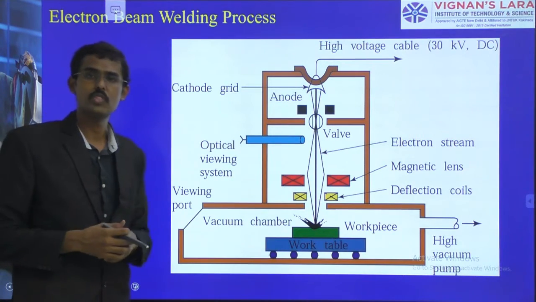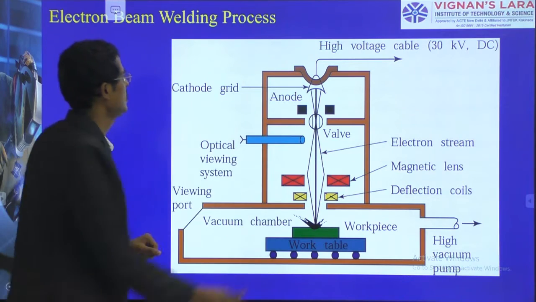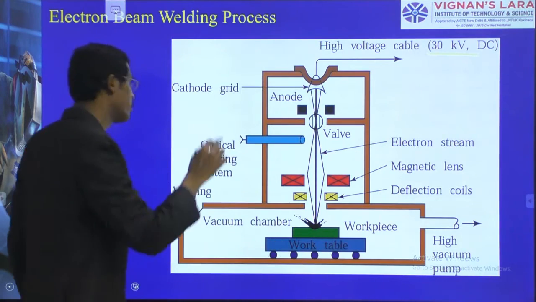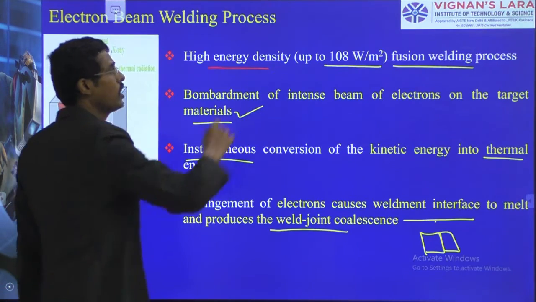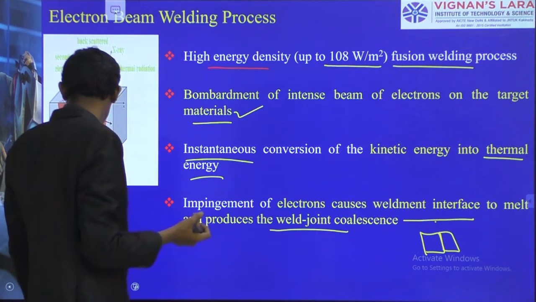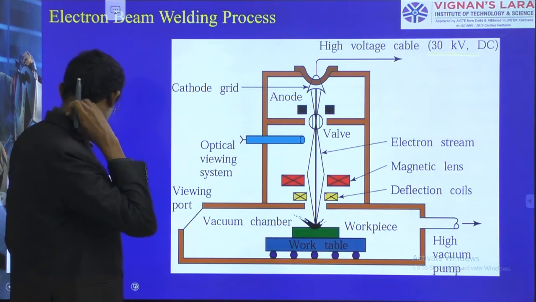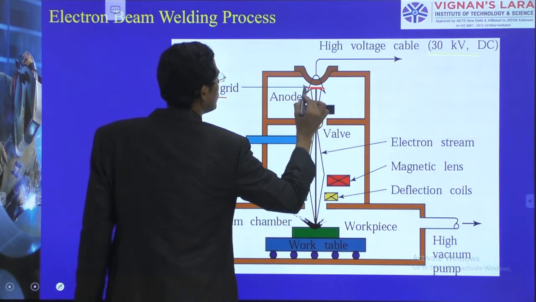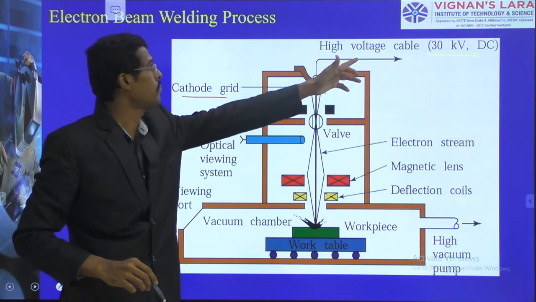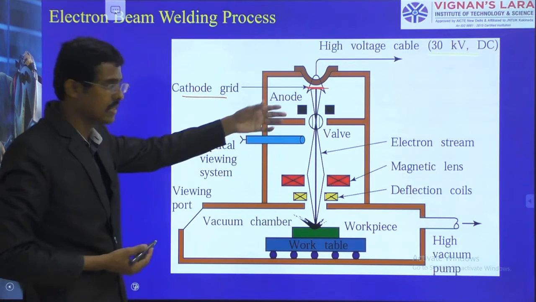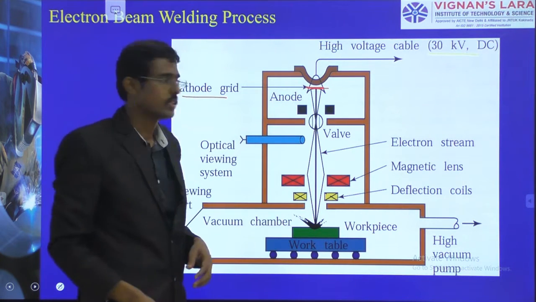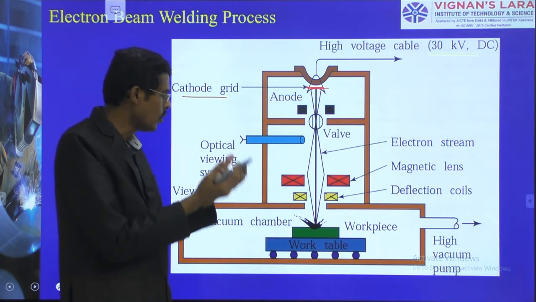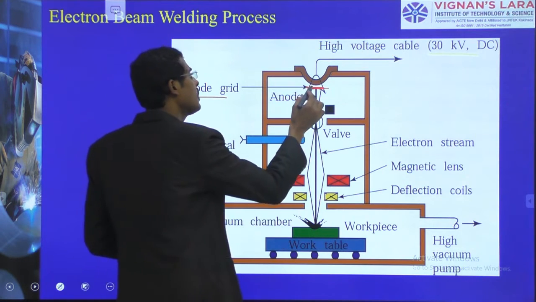So this is the setup, in the diagram we get some clarity. We have a high voltage cable connected to a 30 kilowatt direct current supply, and through that we create this high energy density. Let's see the filament, the cathode grid, which is a tungsten filament. From the tungsten filament, due to the application of the 30 kilowatt power supply, the electrons are emitted. The brown borders represent the vacuum condition, as we are welding in a vacuum chamber.